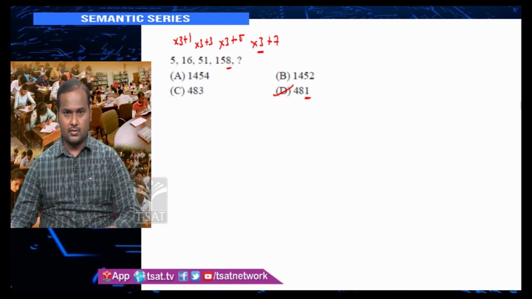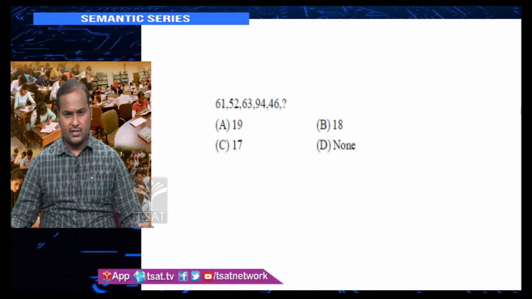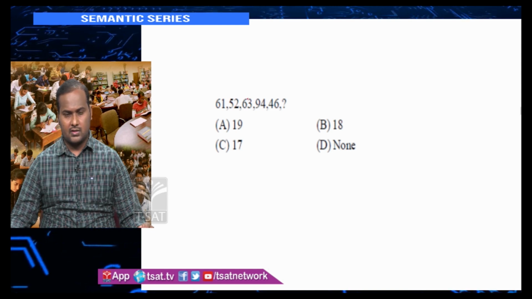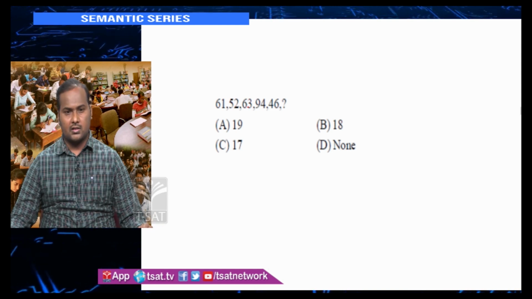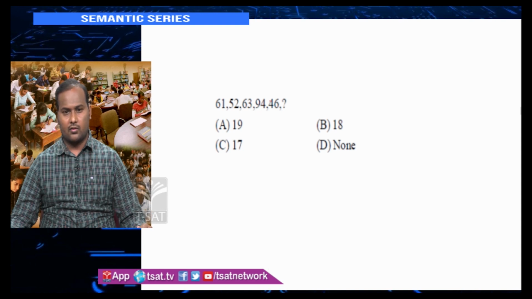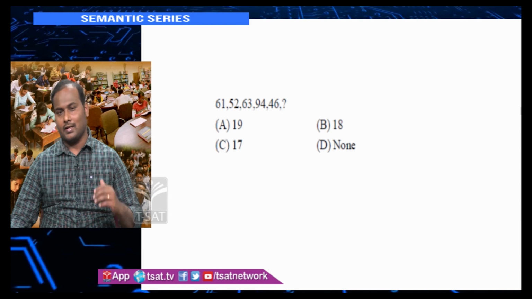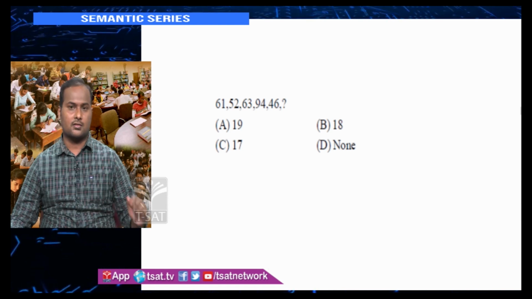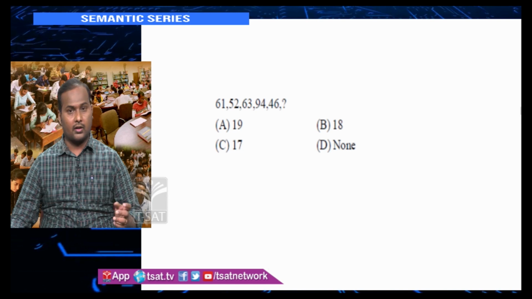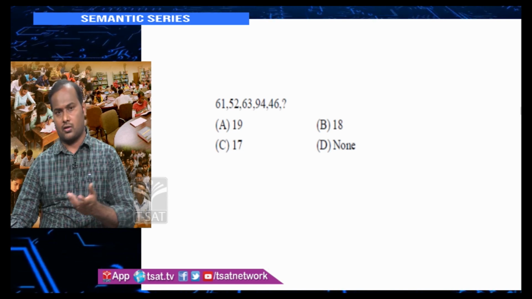You see the next series. See this type of question. In this kind of question, 61, 52, first it is decreasing, 52, 63, again increasing, 63 to 94, again it is increasing, then 94 to 46, again it is decreasing. And if you observe this one, the increase and decrease is also not consistent. Like it is not increasing like plus 2, plus 4, plus 6, or like 3 or 27, or in squares or cubes.